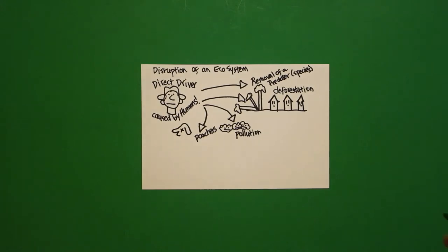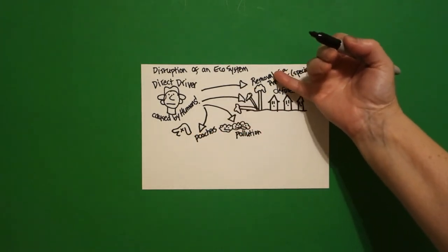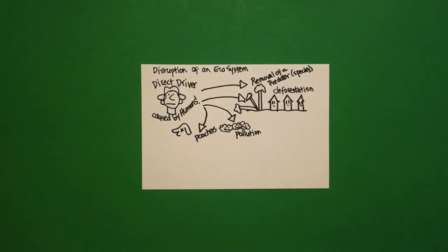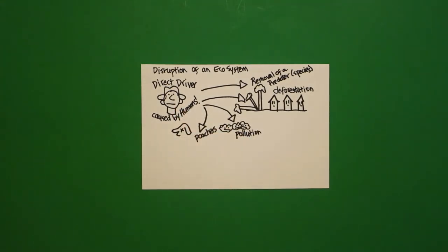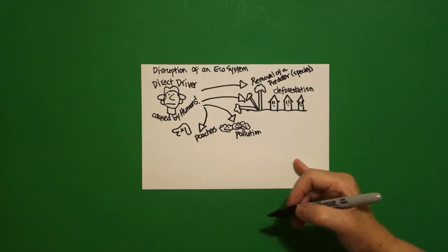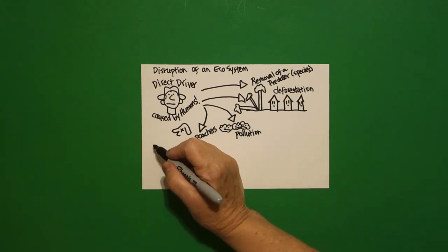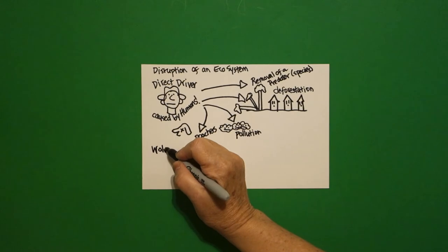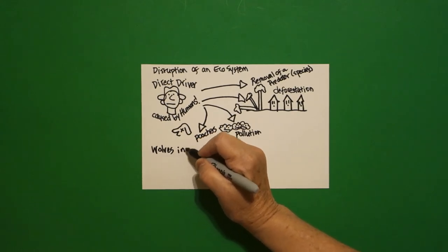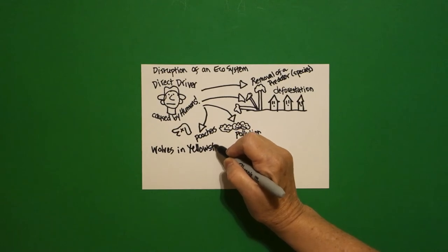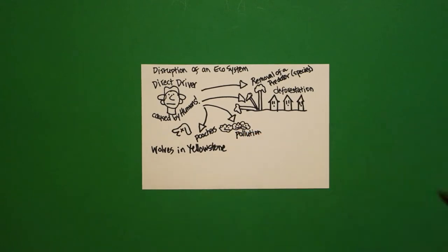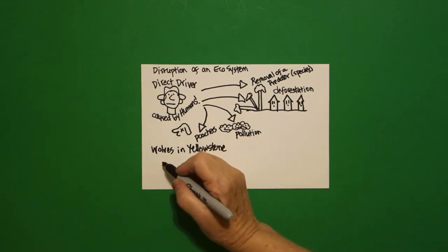Okay. So these are the reasons, how we disrupt an ecosystem caused by the direct driver by humans. Now, I'm going to do an example of what happened with the wolves in Yellowstone, because this is a recent event that went down in our country, the United States.